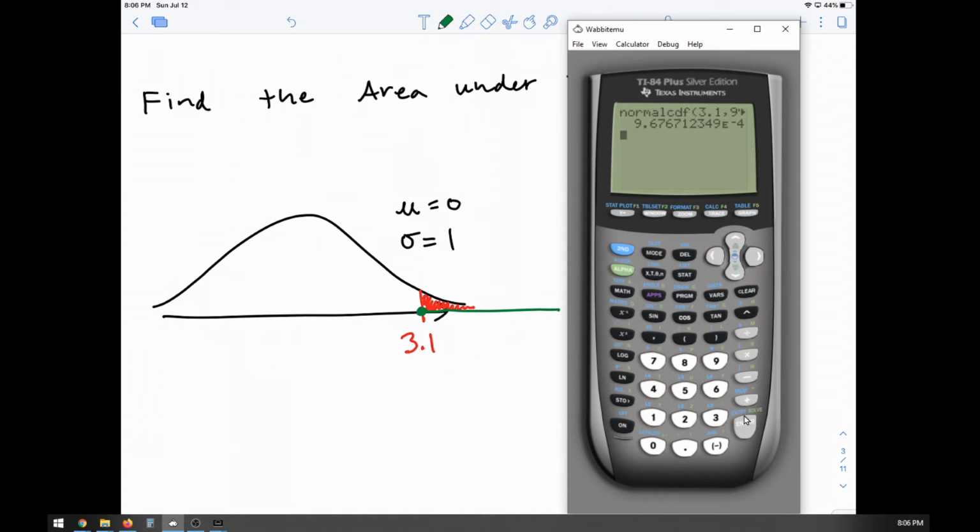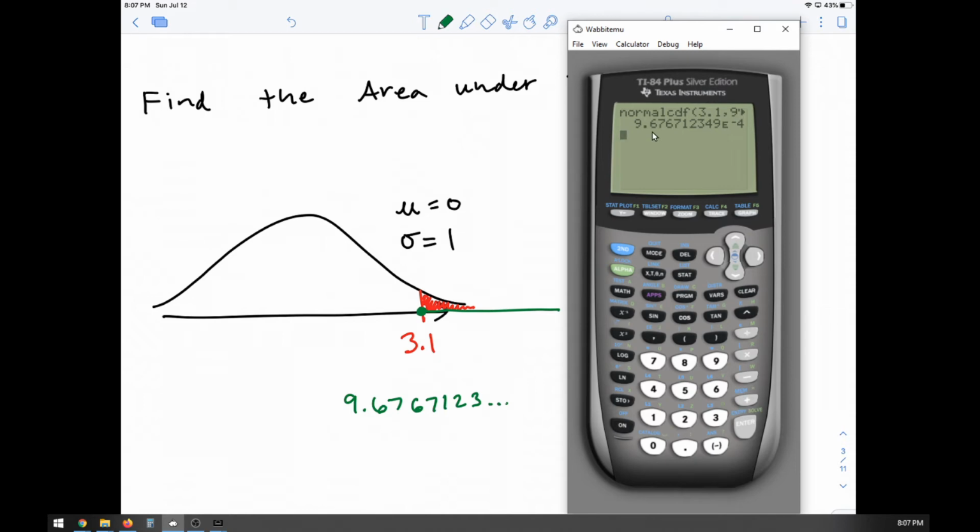So now this is where we get to a common mistake that I see a lot of students make. They fail to understand what this notation is. This answer, the area under here, is not 9.6767 and so on, right? That is not the answer. So the answer is not 9.6767123... Now, you might say, well, why not?